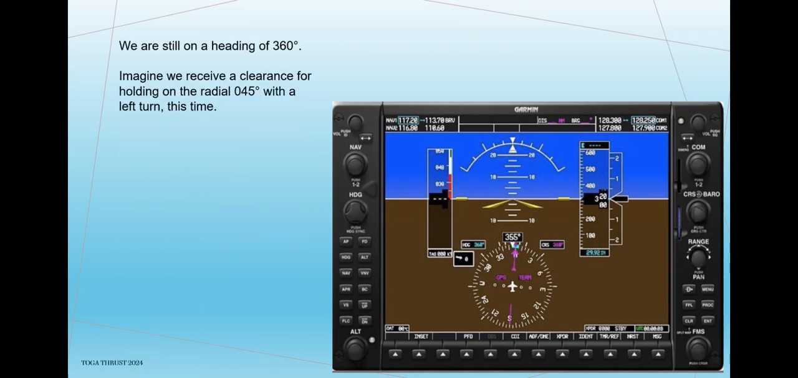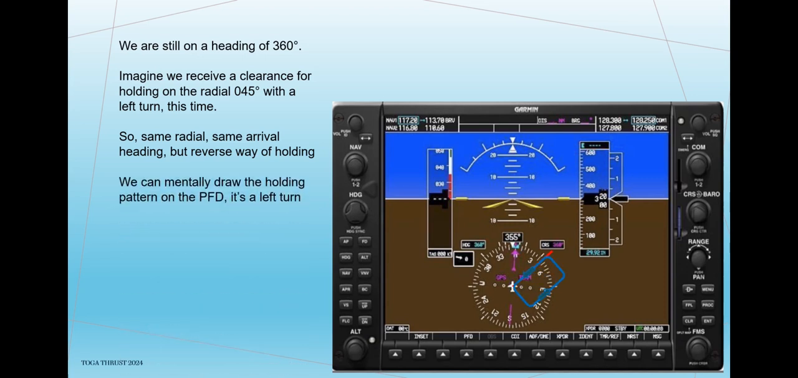We are still on a heading of 360 degrees. Imagine we receive a clearance for holding on the radial 045 degrees with a left turn, this time. So, same radial, same arrival heading, but reverse way of holding. We can mentally draw the holding pattern on the PFD, it's a left turn. We can immediately see that it will be a parallel entry, intercept and follow the holding radial.